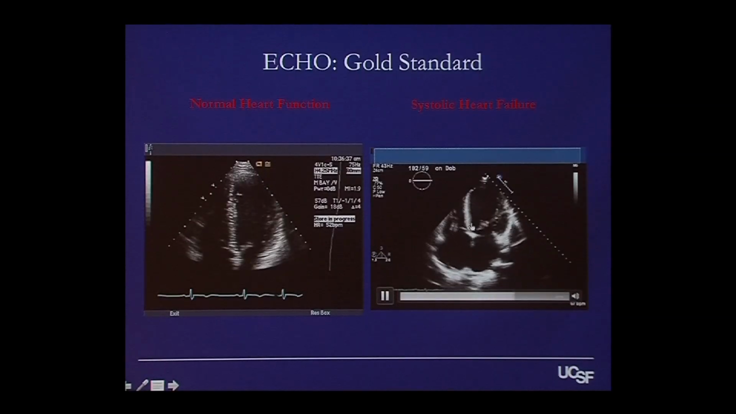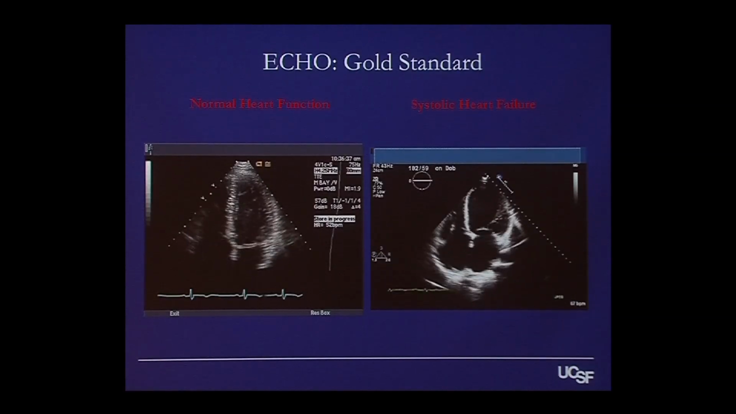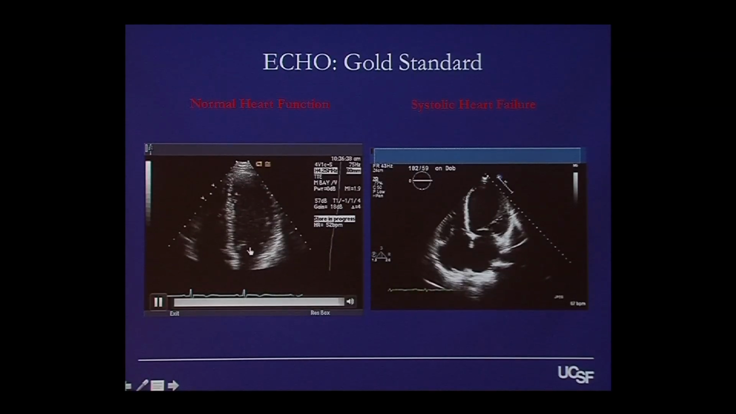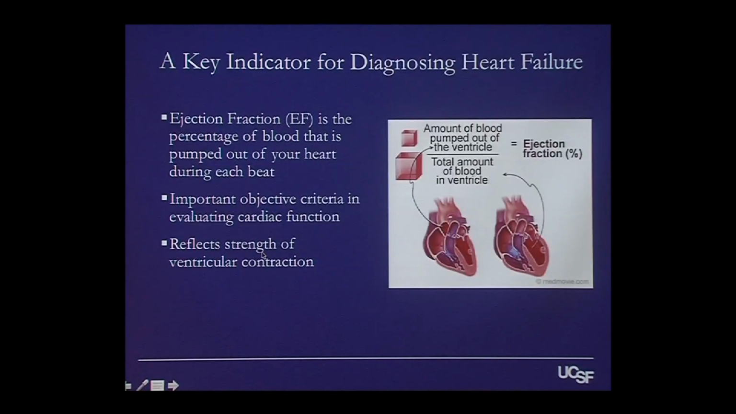So the echo is really the gold standard. It can tell us a lot of information, including the pumping ability of the heart. You can also see the valves, those doors that separate the different chambers, and whether there's any leakage. The echo is a key indicator for diagnosing heart failure. It tells you the ejection fraction, which is the amount of blood pumped out of your heart with each heartbeat. It's important for evaluating cardiac function, and it also reflects the strength of the ventricular contraction, the left ventricle contracting.